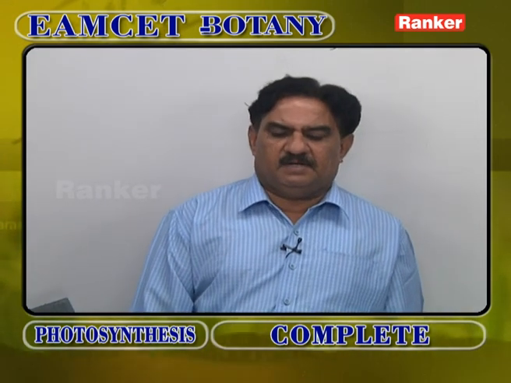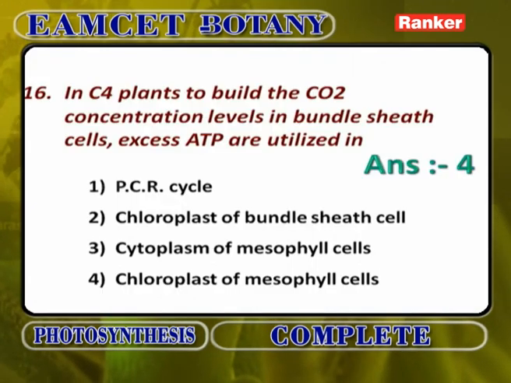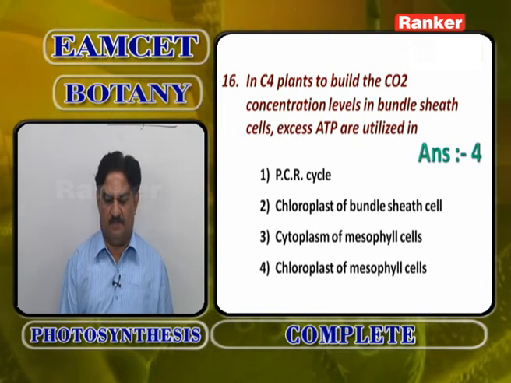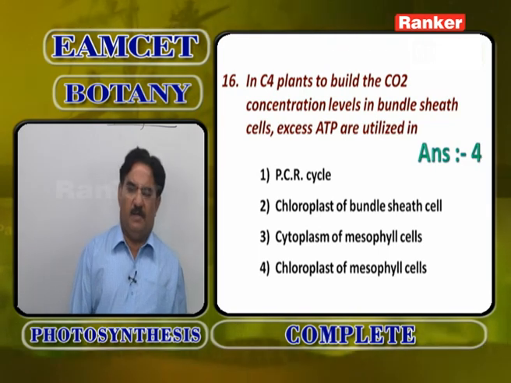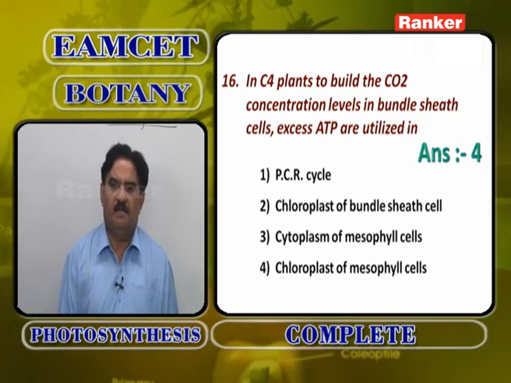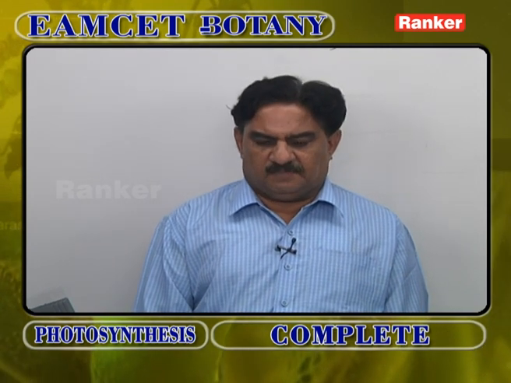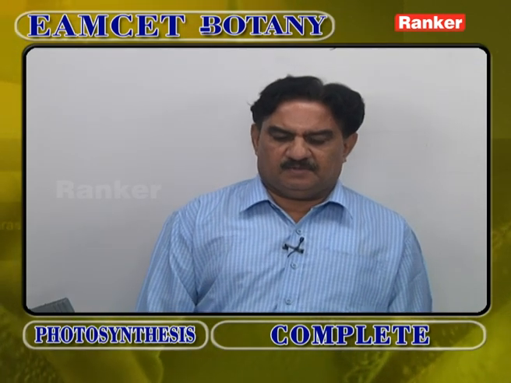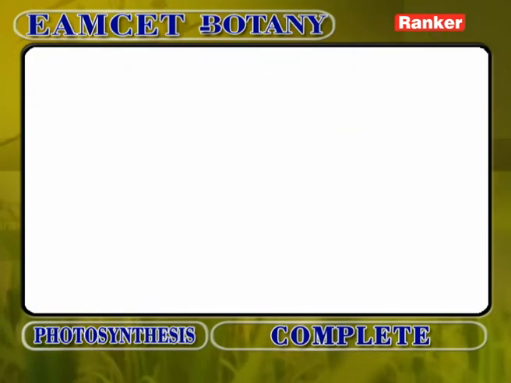So, in C4 plants, to build the CO2 concentration levels in bundle sheath cells, excess ATP are utilized not in PCR cycle, not in chloroplast of bundle sheath cells, not in cytoplasm of mesophyll cells, but in the chloroplast of mesophyll cells. That excess of 2 ATP, in the presence of pyruvate dikinase, takes pyruvic acid and converts it into phosphoenol pyruvic acid. So, 16th question: the answer is chloroplast of mesophyll cells. That is the fourth one.